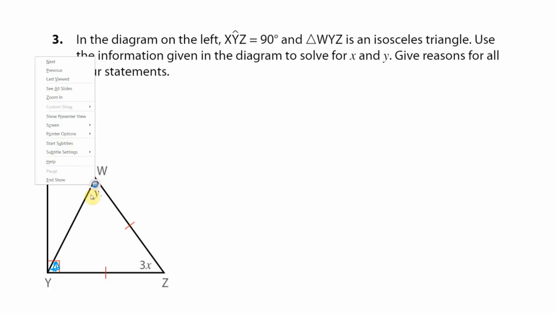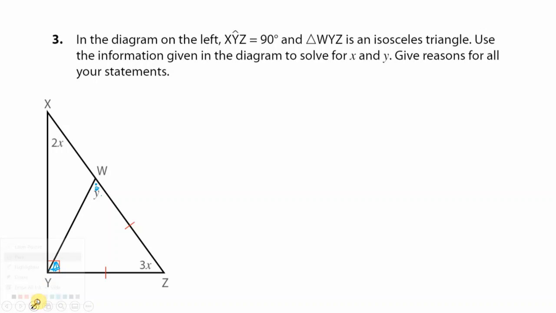So this angle here in blue matches that angle, therefore. Use the information given in the diagram to solve for x and y. Give reasons for your statements.